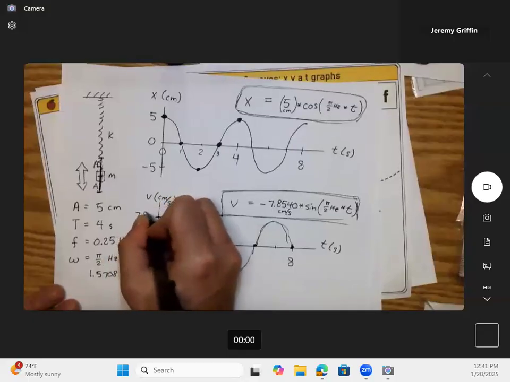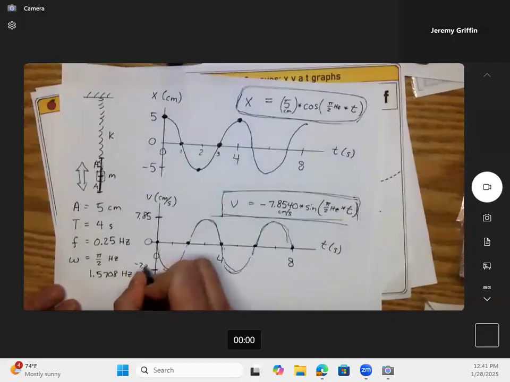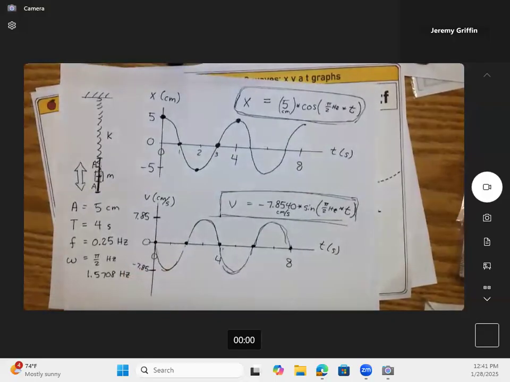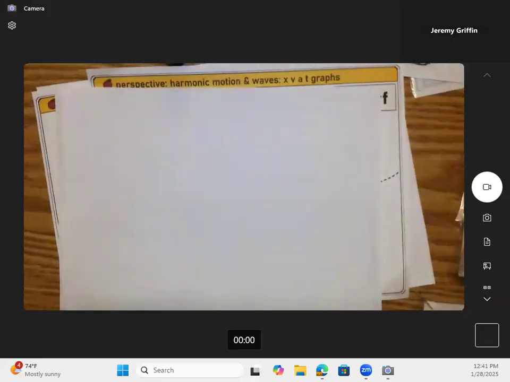7.85. That'd be centimeters per second. You got the unit embedded there, and this would be negative 7.85 centimeters per second. Okay. All right. So you guys good with oscillation graphs? You guys put those together? All right. Everybody good? All right. So again, that's just for your notes.